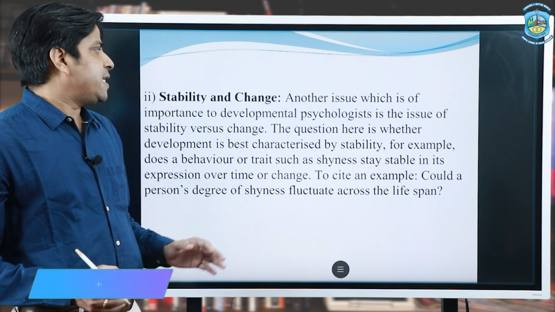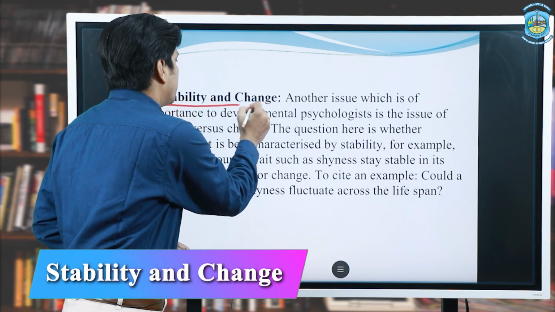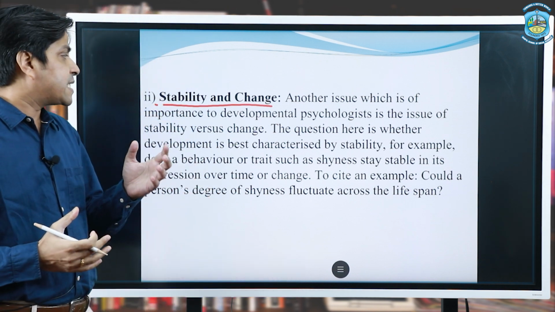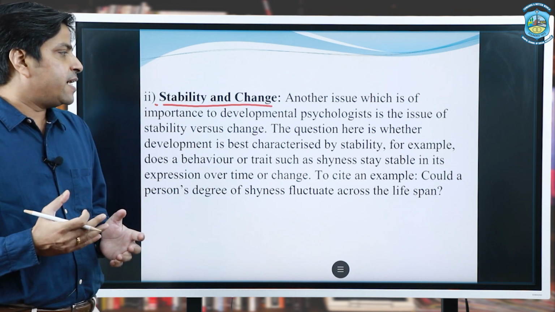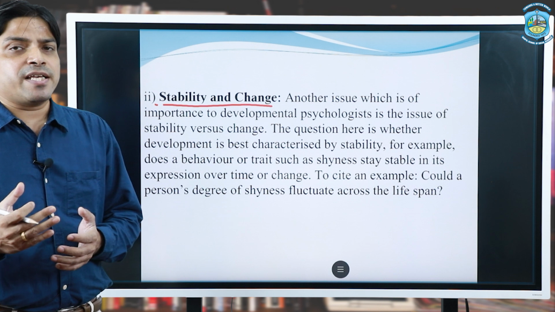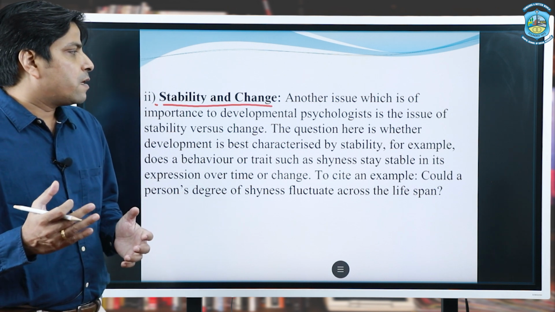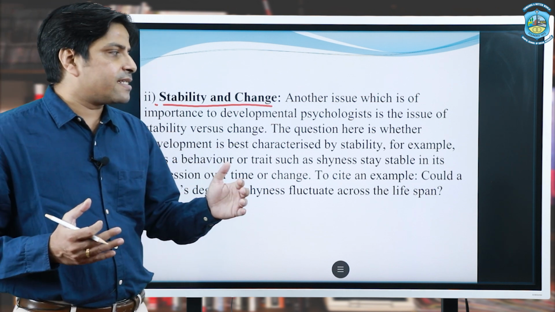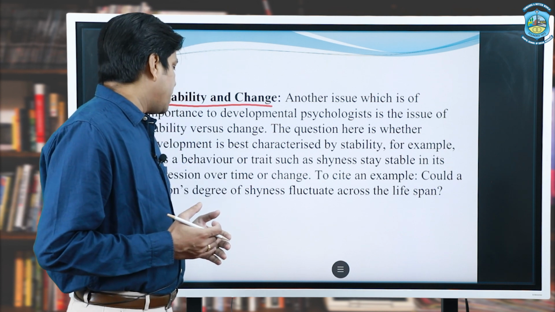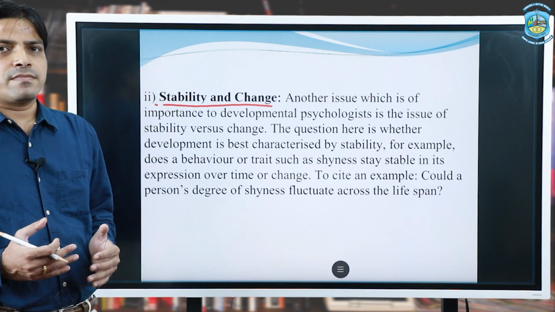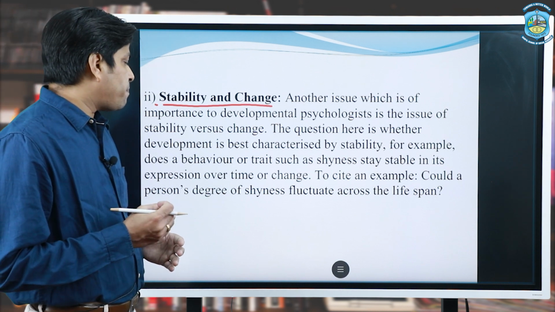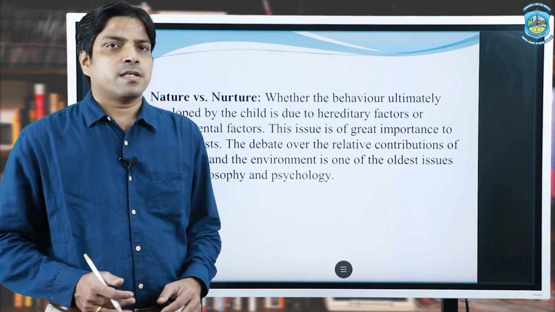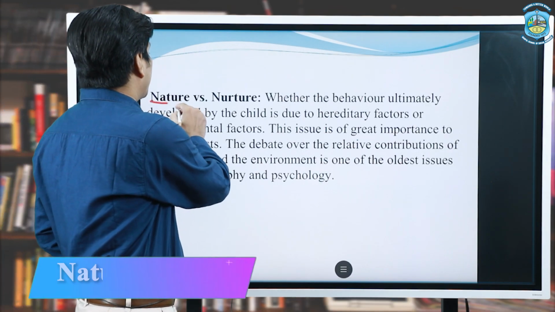Now comes stability and change. Another issue which is important to developmental psychology is the issue of stability versus change. For example, does a behavior or trait such as shyness stay stable in its expression over time, or does it change? To cite an example, could a person's degree of shyness fluctuate across the lifespan?